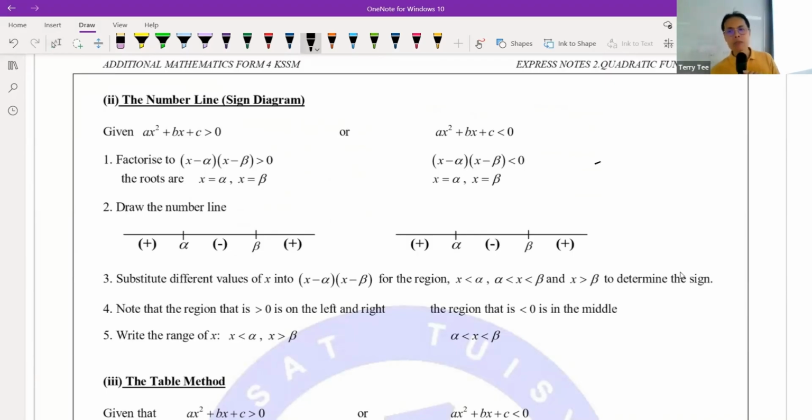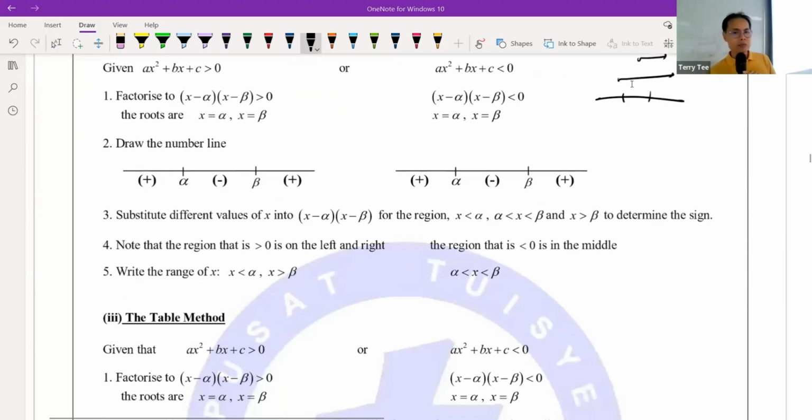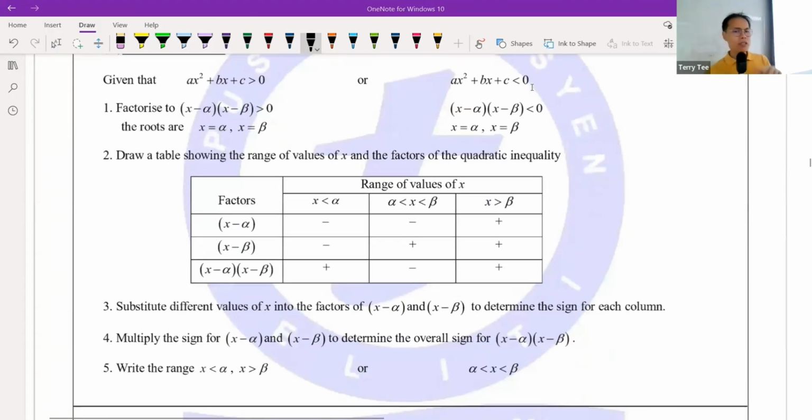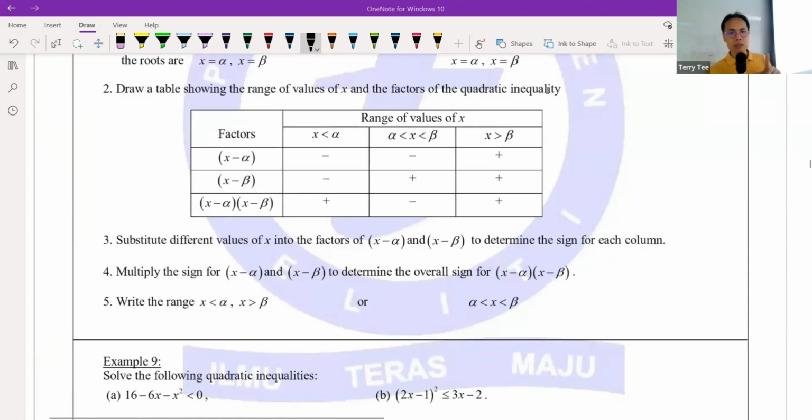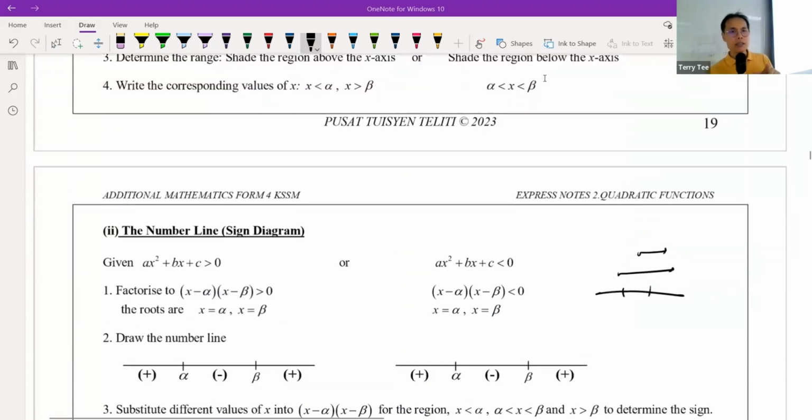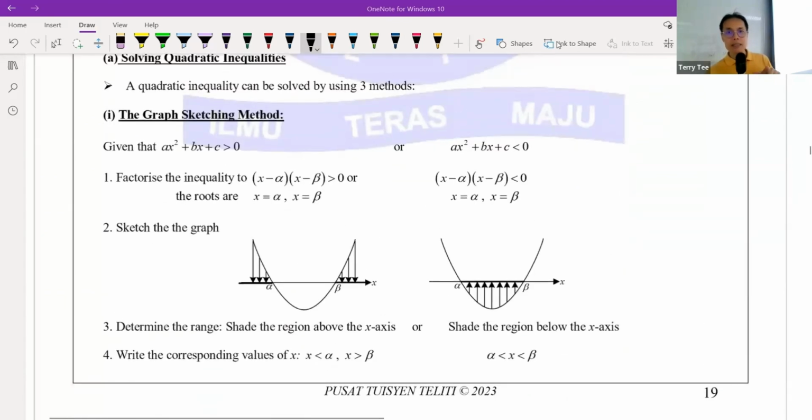Because a full number line, actually, we have to draw like this. This is a full number line. Okay. Wait one moment. Okay. And then the third one is a table method. But I don't want you guys to learn so many different methods. We just stick to one. Example number 9, we'll just use the graph sketching method.